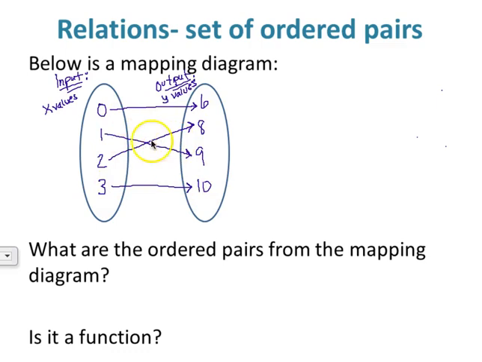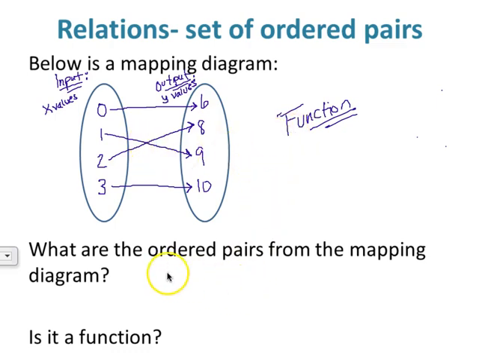So because each of our inputs only has one corresponding y value or output, this is an example of a function. This is a function because for each of our inputs, there's only one output.